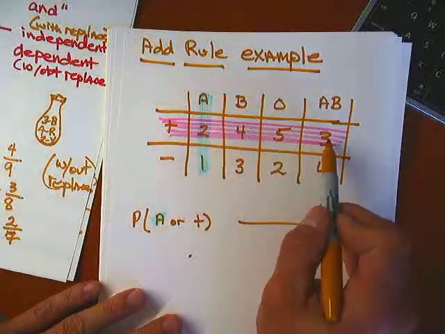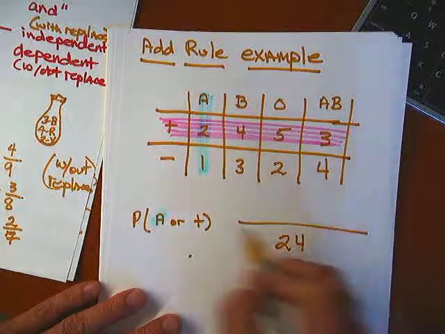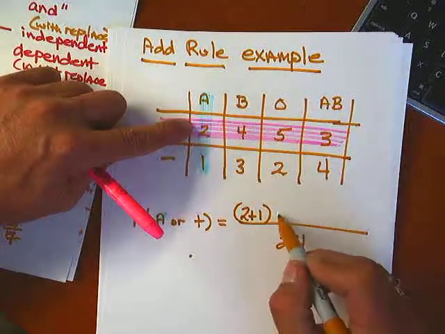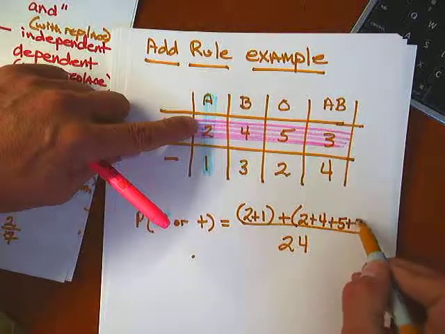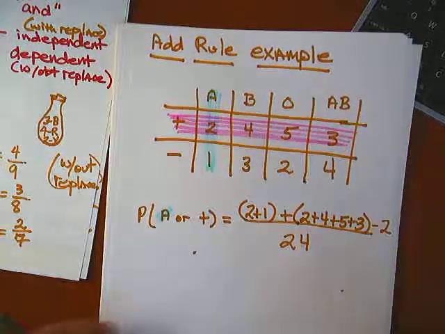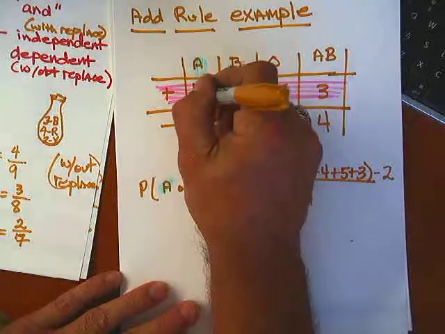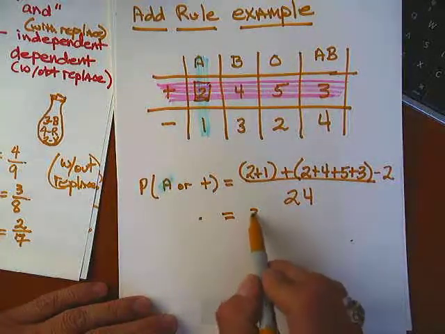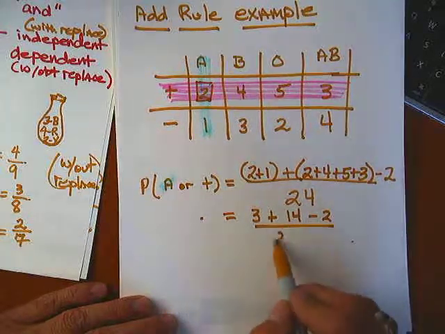And that be the A. And then the positive would be there. So if I wanted to find that probability, it'd be over, let's add up, 2, 6, 11, 14, 18, 20, 24. And that's going to be 2 plus 1 plus 2 plus 4 plus 5 plus 3 and minus the overlap, which would be 2.